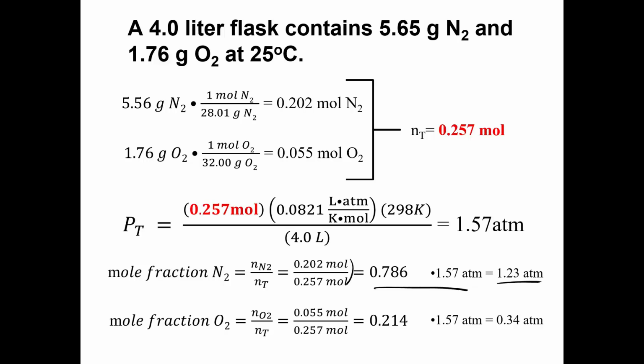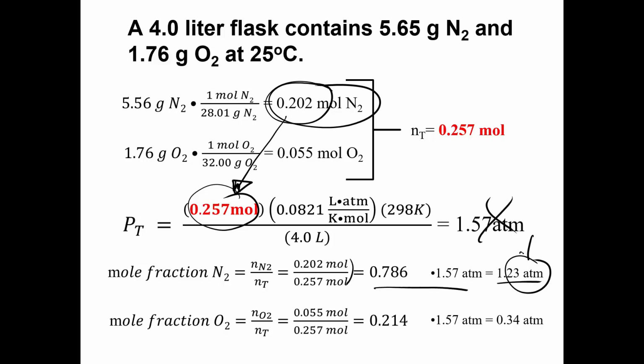You can also use PV equals nRT. I mean, there's always more than one way to figure this out, right? You could actually, instead of having 0.257, plug in 0.2 in here, and you would end up with this number here then, right? Same with oxygen, you would then end up with that number, and that only works because of Dalton's law of partial pressures.